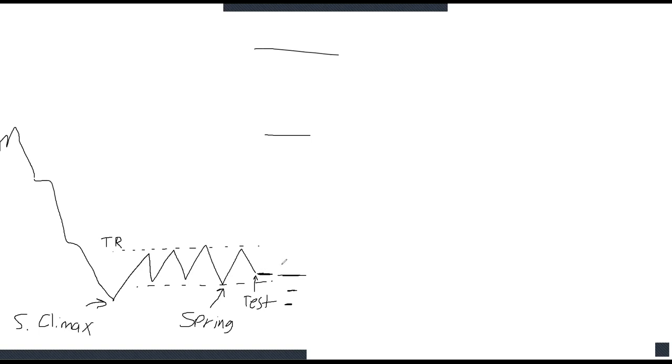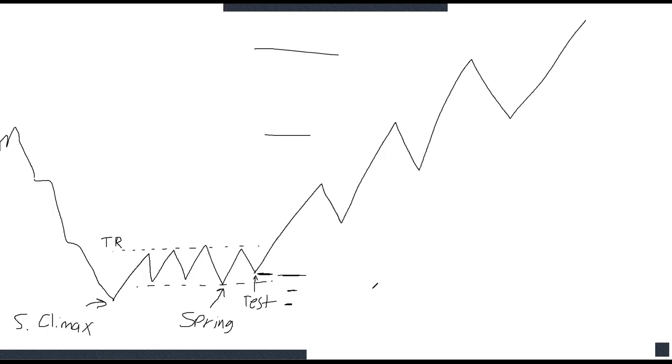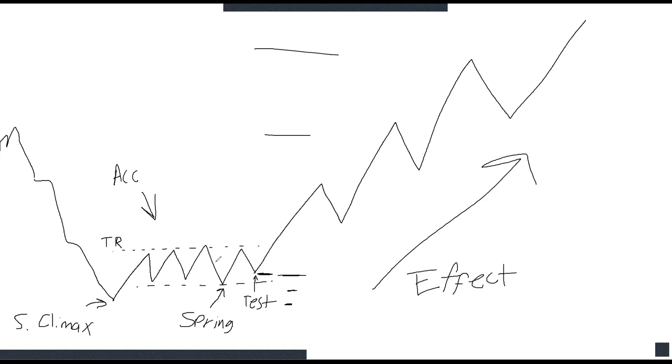Now you see this test, and then you see the effect. The effect is simply that is the effect, right? In terms of cause and effect, this simply means that the spring, or the compression, the accumulation that happens right here, and accumulation's right here, right? The accumulation that happens right here caused the market buy off, right?